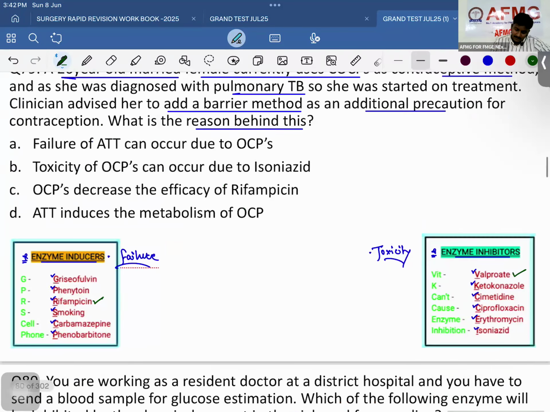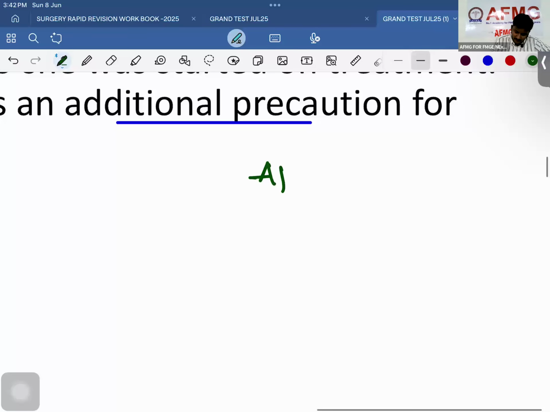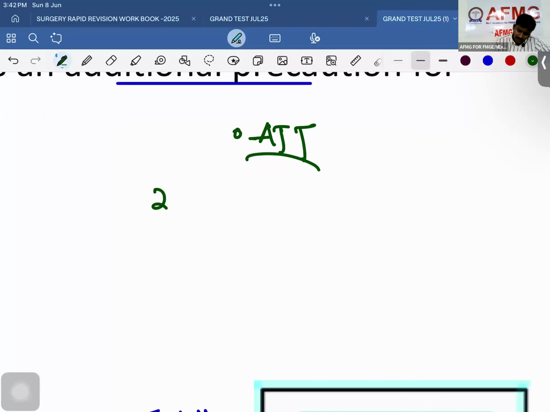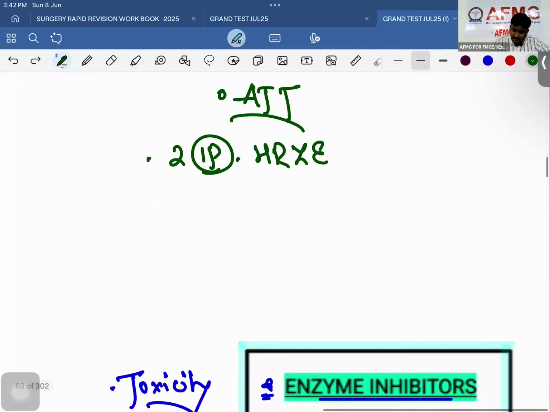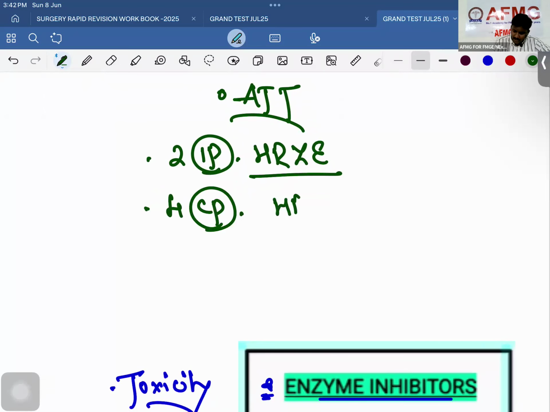Now, हमें पता है that in ATT, beta, what is the ATT that we give? In ATT, beta, we give 2 months of intensive phase basically with HRZE, that is isoniazid, rifampicin, pyrazinamide and ethambutol. Next, 4 months of continuation phase with HRE, beta, that is isoniazid, rifampicin and ethambutol. Why is pyrazinamide discontinued in the continuation phase? Maximum hepatotoxicity is associated with pyrazinamide, beta.